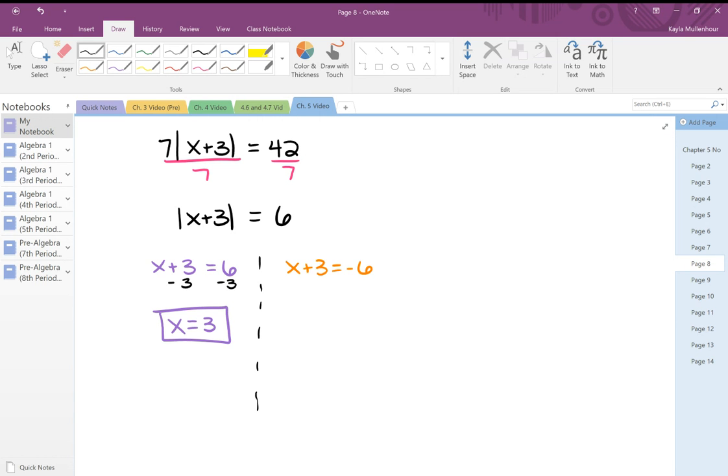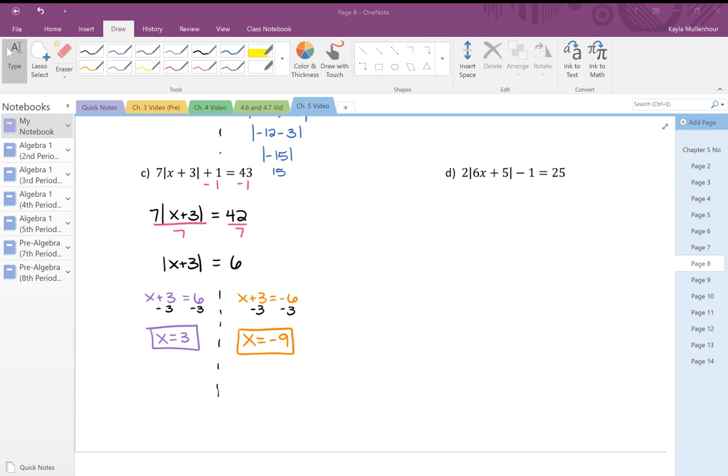And then if we subtract 3, x equals negative 9. Okay, those are your two answers. And it should seem a lot simpler once the brackets are isolated. That was only a one-step solution right there after we had to isolate.